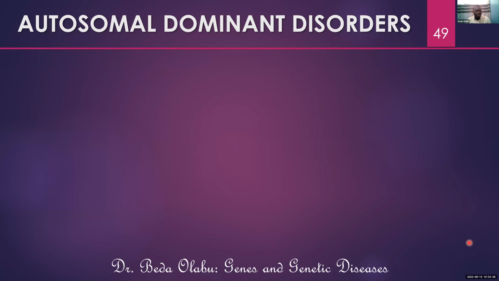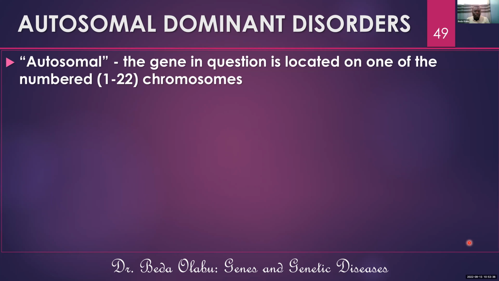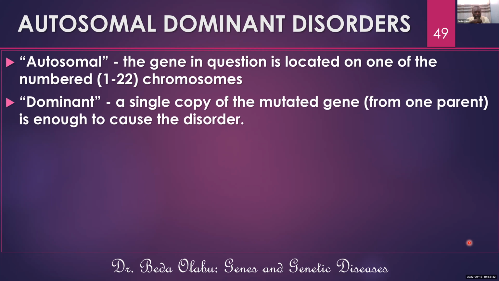Okay, so those are numerical chromosomal disorders. Now let's talk about the gene mutations, autosomal dominant disorders. When we say something is autosomal dominant, the autosomal here means that it affects the first 22 chromosomes. So the gene affected is located within the first 22 pairs. And then we call it dominant to mean that a single copy of the mutated gene is enough to give the disorder. You don't have to inherit it from both parents for it to give you the disorder. Just a single copy will give you the disorder.